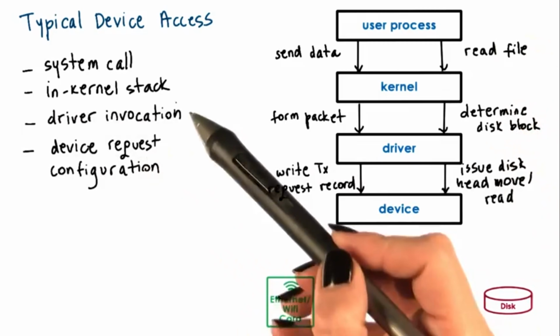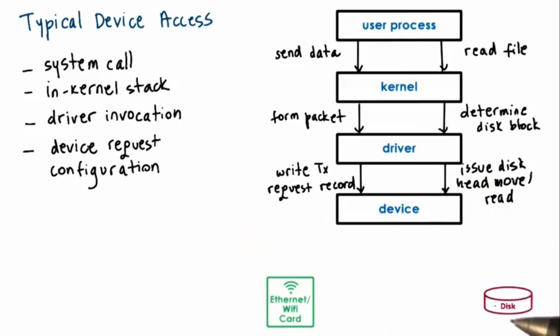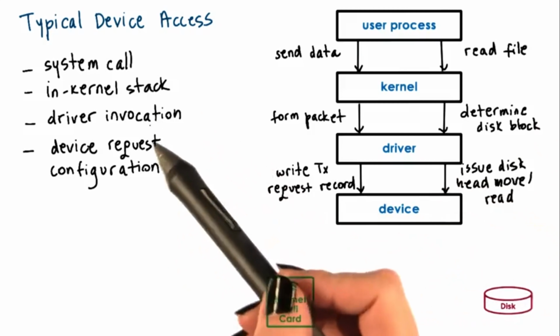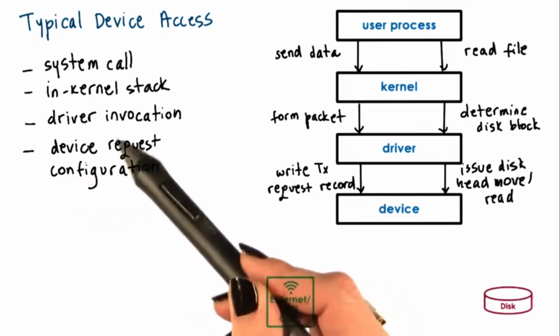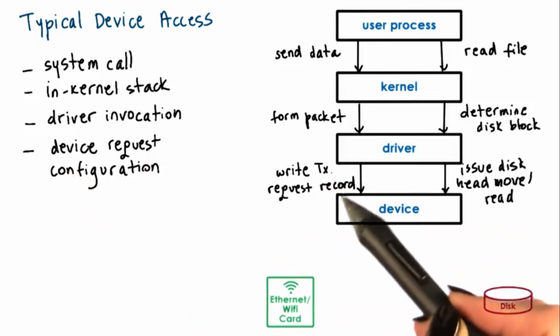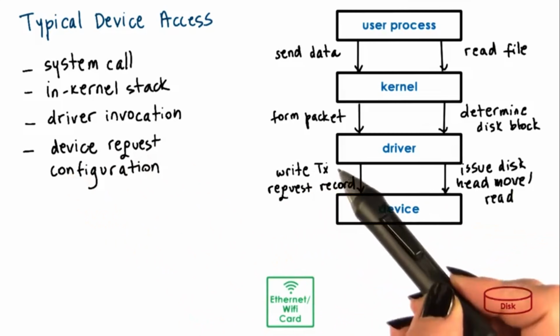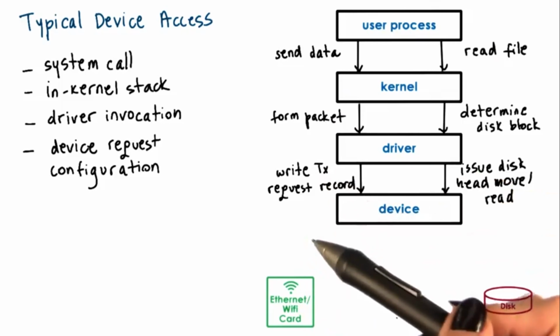Then the operating system will invoke the appropriate device driver for the network or for the block device for the disk. And then the device driver will actually perform the configuration of the request to the device. On the network side, this means that the device driver will write out a record that configures the device to perform a transmission of the appropriate packet data.